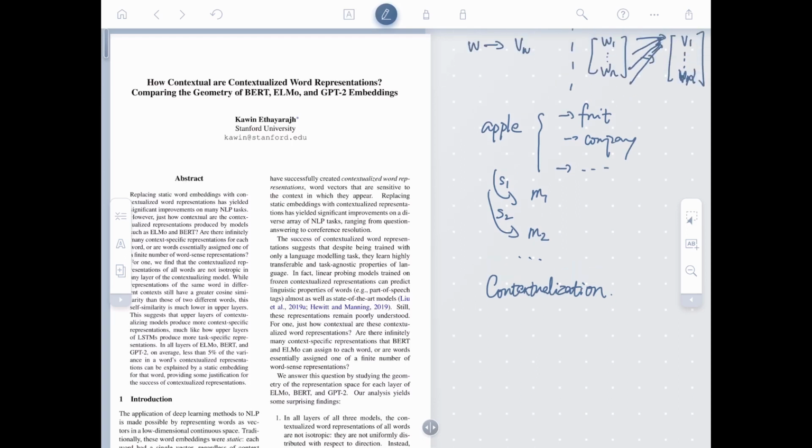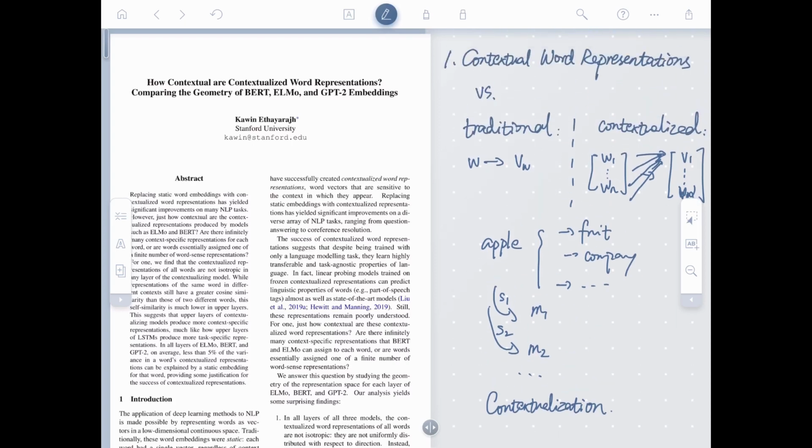And also, ELMo has 3 layers. BERT and GPT-2 usually have 12 layers. There are also variants that contain 24, 36, or even 48 layers. There are many different layers of representations. In which layers are the words the most contextualized? These are basically the questions that the author wants to address in this paper.